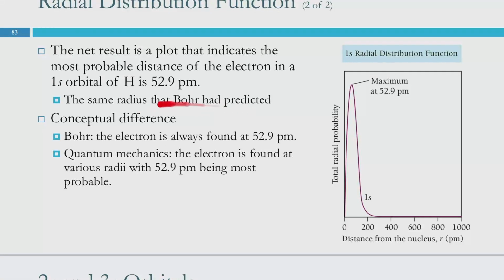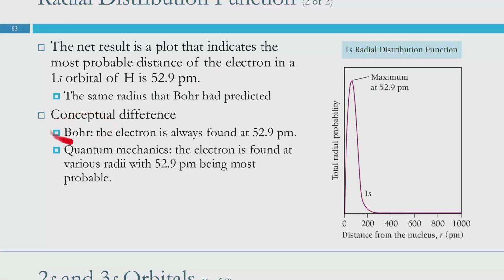And nice for us, this is the same radius that Bohr had predicted, but conceptually they're different. So Bohr said that the electron is always at that distance because it's on that orbit track. So this is for Bohr. Bohr said that it was the electron just traveling around on that orbit. Quantum mechanics says it's most usually found, or most of the time it's found at that distance. If you had to bet, you would bet that it's at 52.9 picometers, but a lot of the time it's going to be outside, a lot of the time it'll be inside.